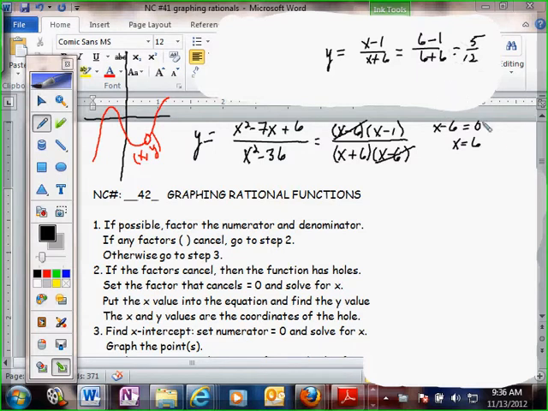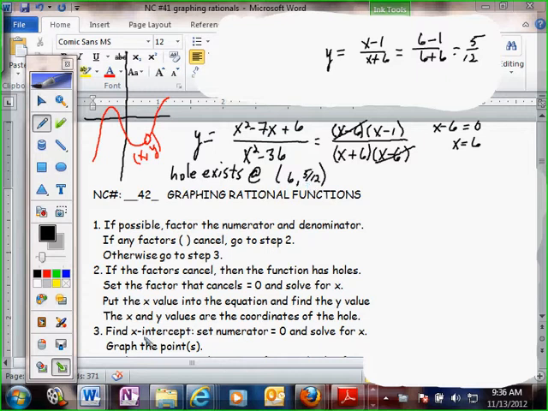And so what happens here is that I'm going to have a hole that exists at the ordered pair 6, 5 over 12, or almost 1/2 for the y value. Okay? So just hold on to that piece of information. I'm going to have a hole there when I start to graph my function.